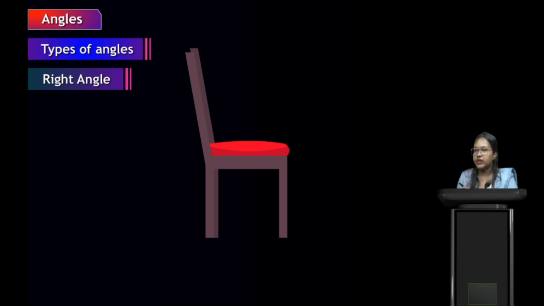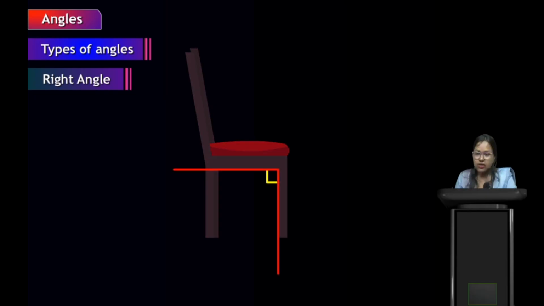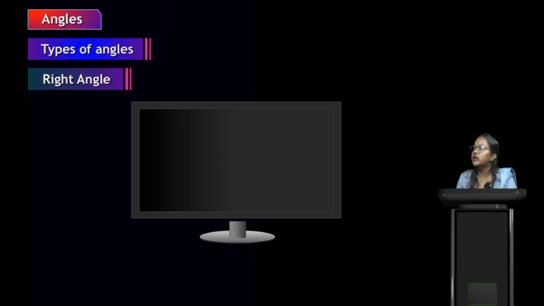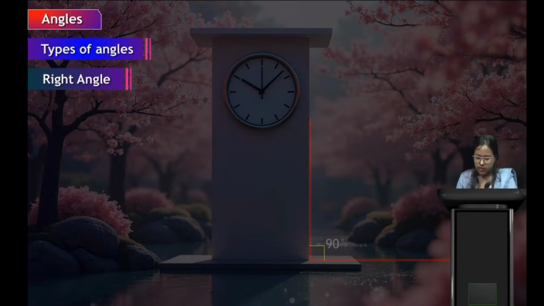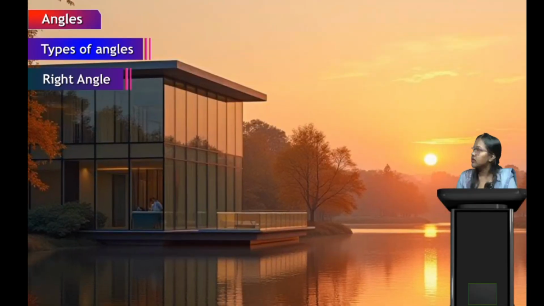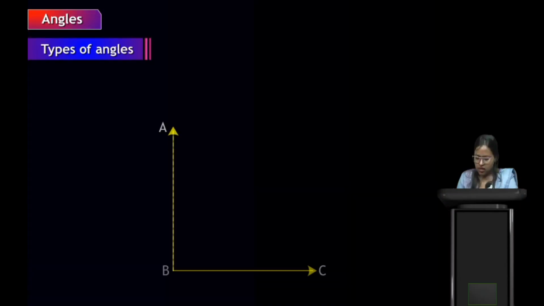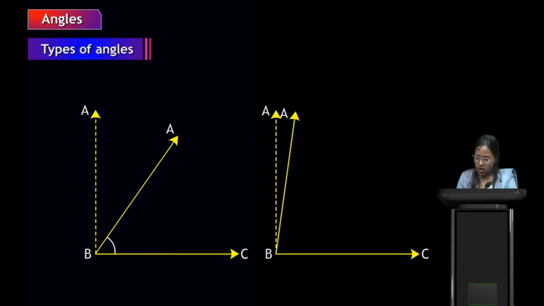So if I ask you to give some real life examples of right angles, what would be your answer? This is also a real life example. Here you can see the inside of the chair, it is looking like 90 degrees, or in your television screen, the corners also look like 90 degrees. Blackboard, this also looks like 90 degrees. Here in this mansion also you can see 90 degrees. So these are what? These all are 90 degrees. 90 degrees means right angle.